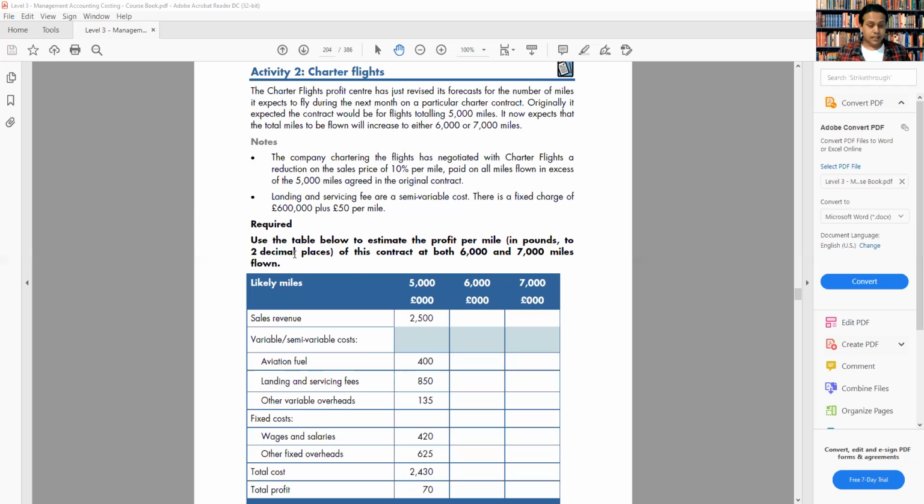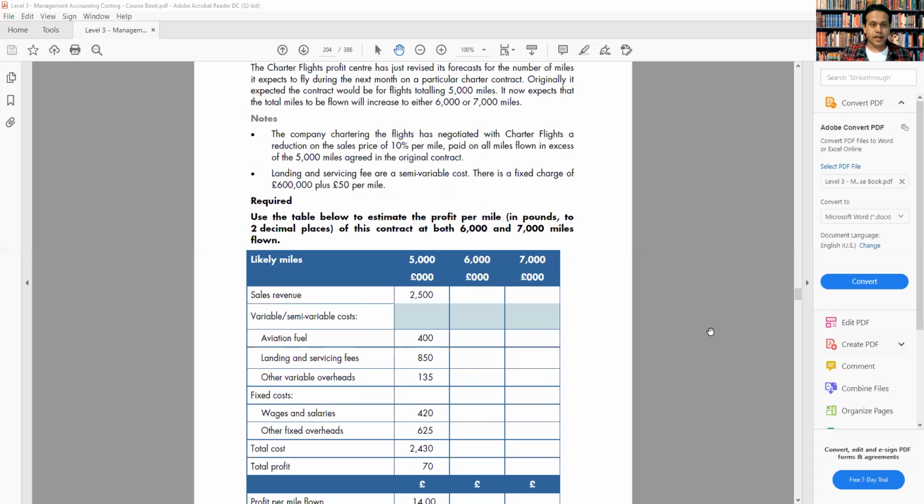Okay, the requirement here is to use the table below to estimate the profit per mile in pounds, to two decimal places, of this contract at both 6,000 and 7,000 miles. They give us the data for 5,000 and they ask us to calculate for 6,000 and 7,000. All right, so let's try that. Let's try to do it together.